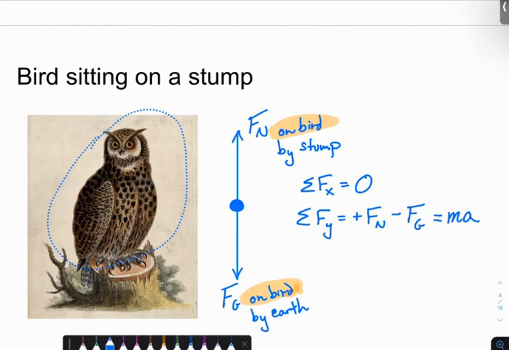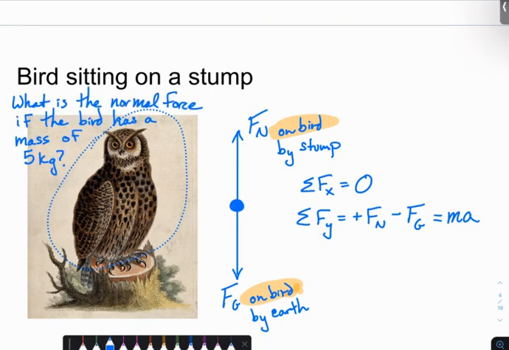Now, let's just say for a moment that I wanted to solve for the normal force of the bird. So what is the normal force? And we're just going to say that the bird has a mass of 5 kilograms. It wasn't originally given, but it would normally be given if I was going to have you solve for this. All right, so first of all, I need to figure out what I'm trying to solve for. I'm trying to solve for normal force. So I'm not going to know what this is, so I'm just going to leave it Fn. And that is one variable.